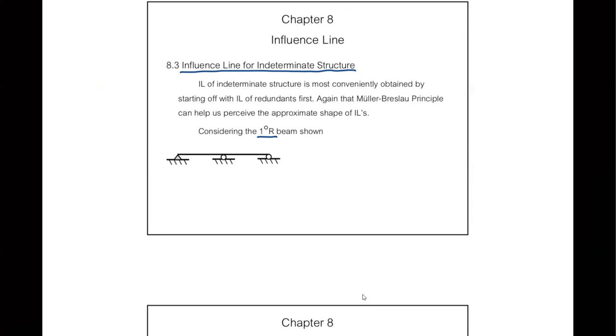For me, I prefer to remove the reaction in the middle. So let's again call this A, B, and C. I am going to turn this indeterminate structure into a determinate one by removing the RB. Once I remove RB, it means that I have a structure that looks like this. Correct?